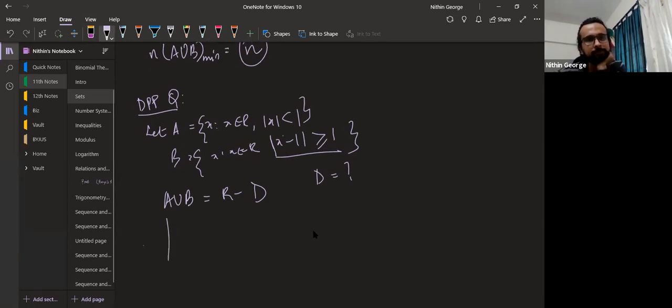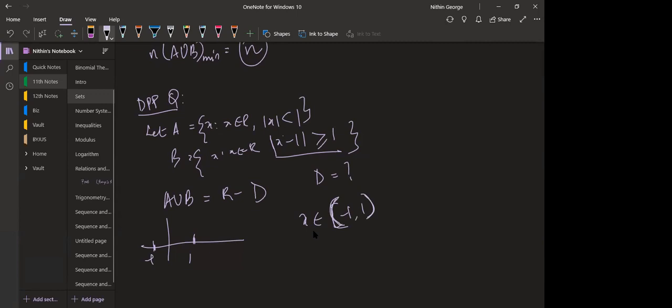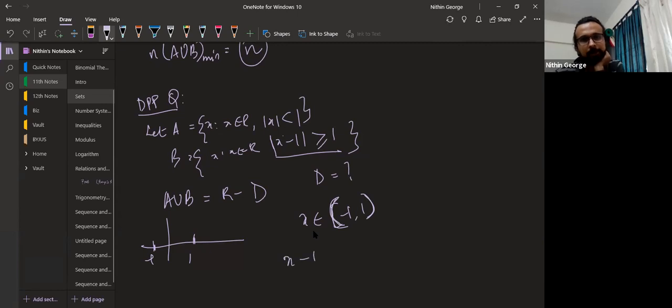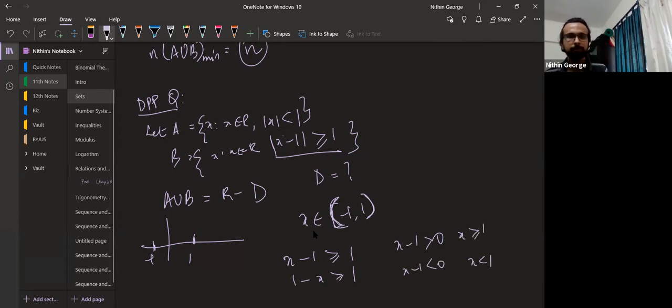Now, what is A saying? A is the set of all values of x between minus 1 and 1, both not included. Is that clear for A? Okay. Next is B. B says x minus 1 is greater than or equal to 1 when x minus 1 is greater than 0, and 1 minus x greater than or equal to 1 when x minus 1 is less than 0, which means x less than 1. One of them will have the equal to, not an issue.